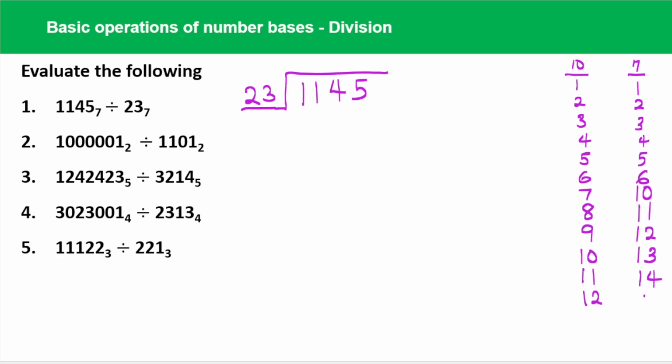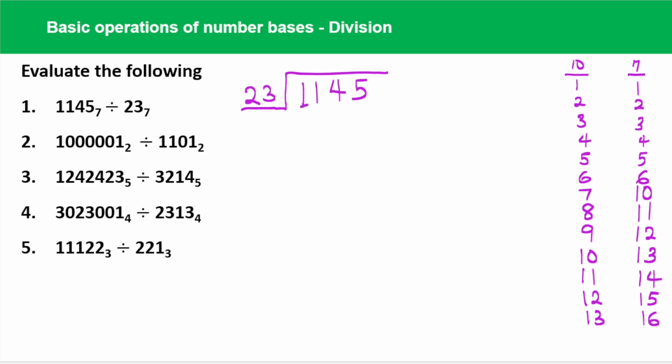12 in base 7, that will give you 1 5. And then 13 in base 7, that will give you 1 6. So note, these are all base 7 digits. So in base 7, you cannot have digit 7 or any other digit greater than 7. So now let's begin our division process.